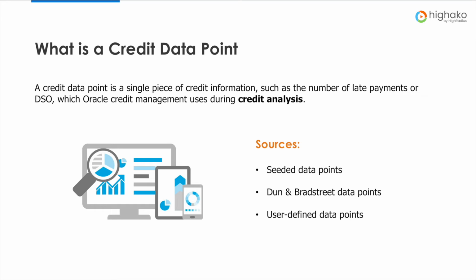Credit management pulls various credit data points from a multitude of sources that include seeded, D&B, and user-defined data points. Seeded data points are the predefined data points in the Oracle application. It provides almost 200 data points that you can include in credit reviews. These data points are pulled from other applications in the e-business suite, such as Oracle Receivables and Oracle Order Management.